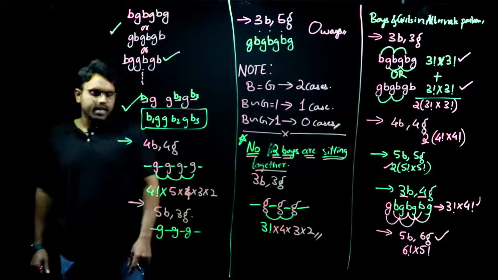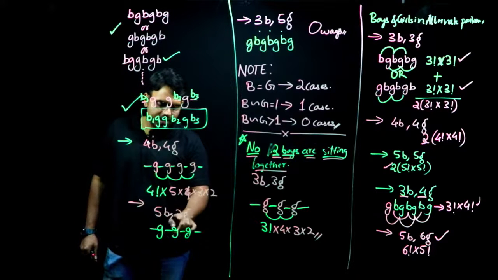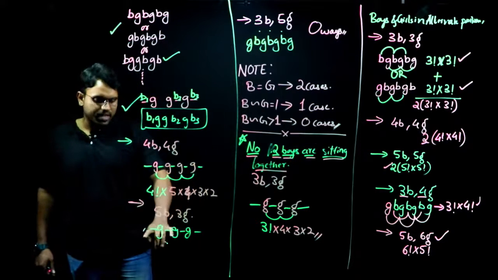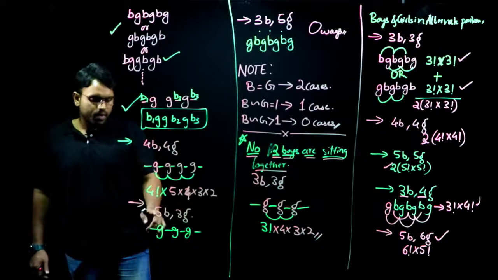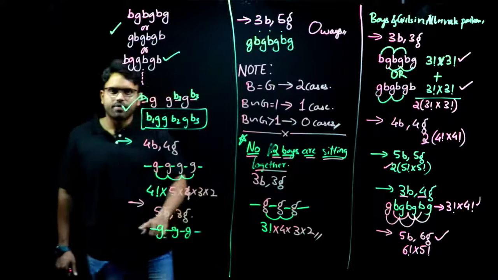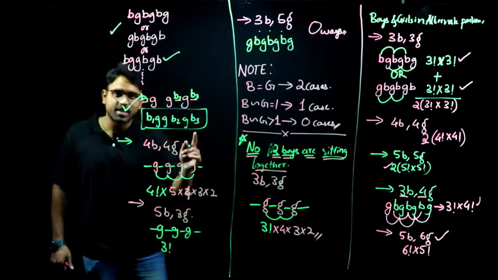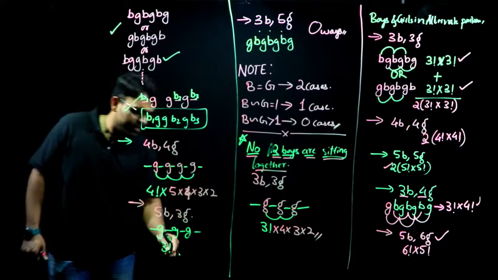How many spaces did I create? No 2 boys are sitting together. 5 boys are there, 3 girls are there. 3 girls I've placed, creating spaces between them. When the first boy walks in, how many different ways can he sit? Okay, 3 girls, 3 factorial.